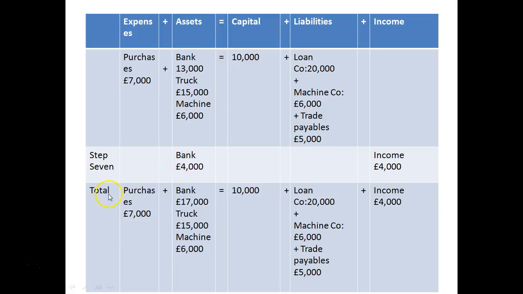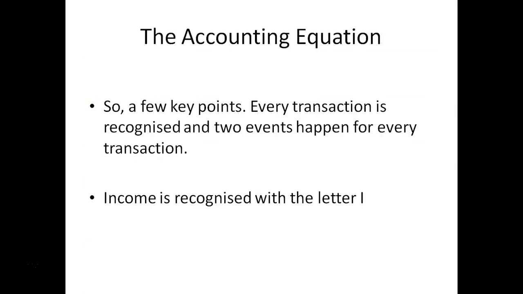So look at the total now. The purchase is still showing. Money in the bank has gone up. Truck, everything showing. Loan company, and so on. And you also now have this I over here showing as well. So the equation remains balanced. Yes? Good. Let's look at the next slide. Here we are. Just to reiterate, every transaction is recognized, and there are 2 events for every transaction. And income is recognized with the letter I.